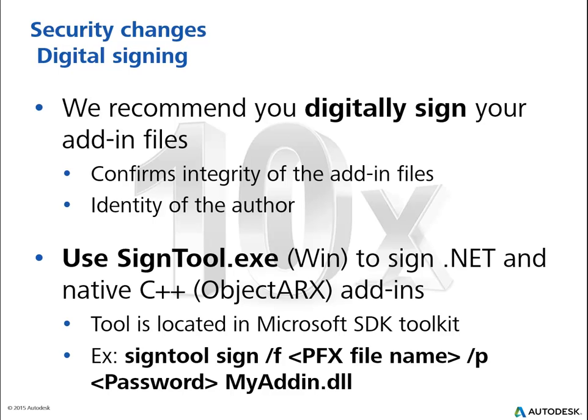For .NET and C++, we can use the signtool.exe tool. The usage is basically signtool sign, the path of the key, the path of the DLL, and a password. This is located in the Microsoft SDK toolkit. So just use this signtool.exe and you can sign your application. For that, you need a key that you can buy from any key provider. There are several providers available. You can select any of them and sign your DLL.